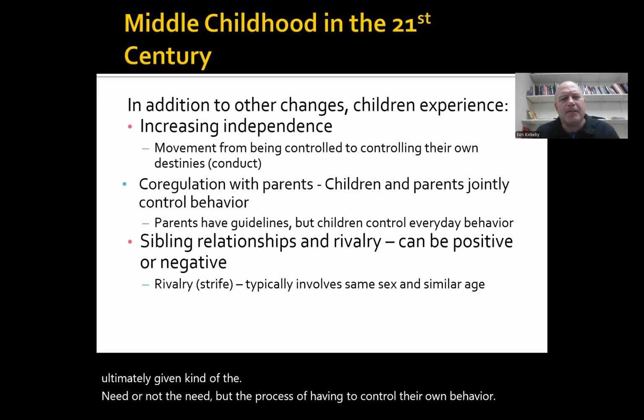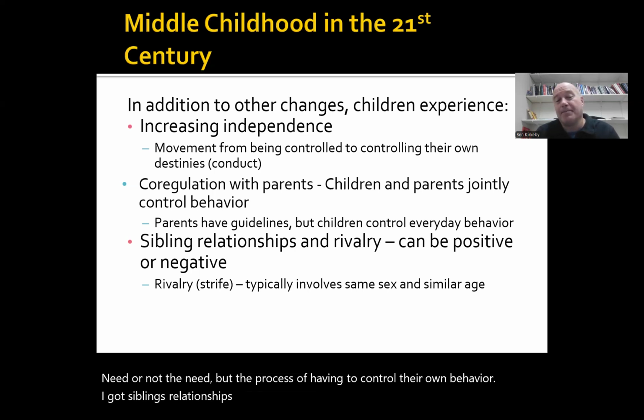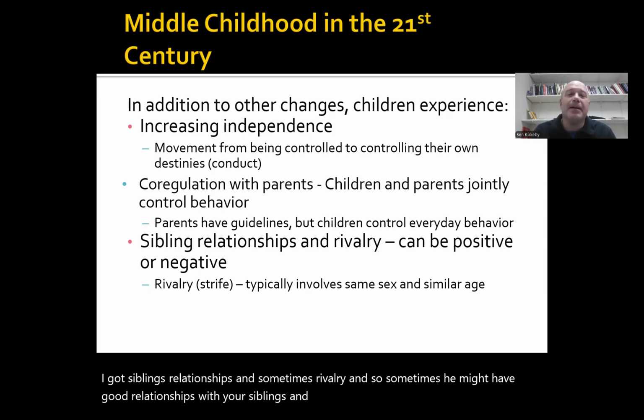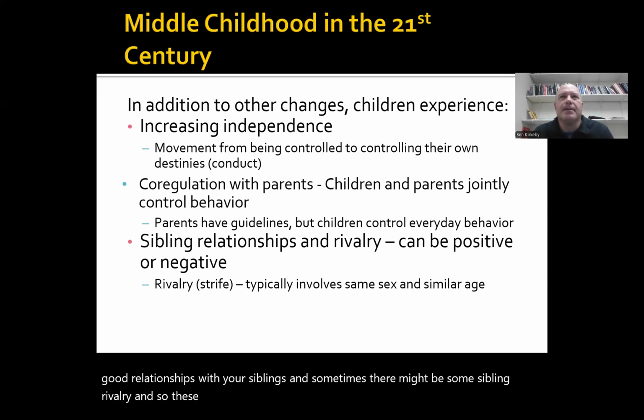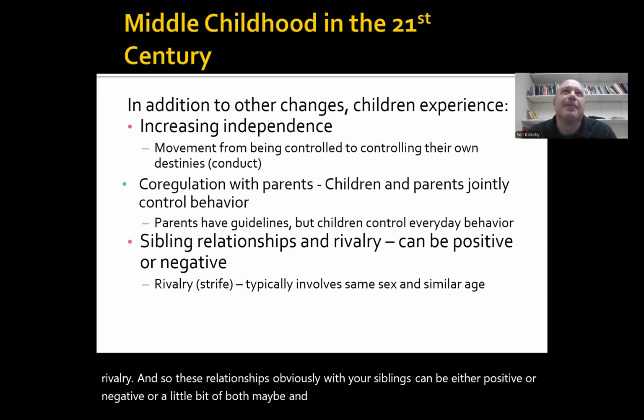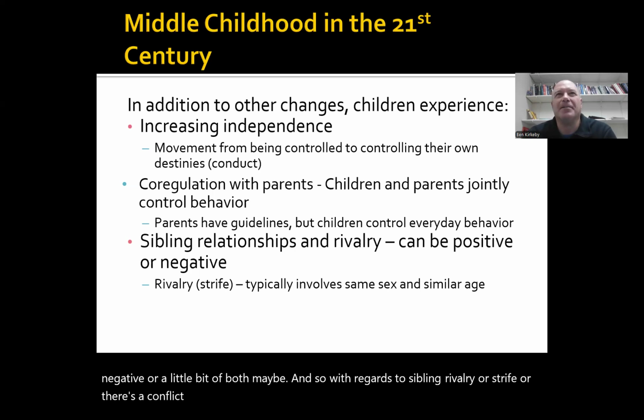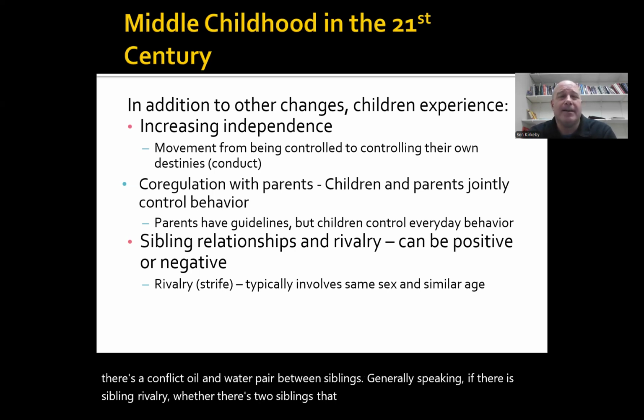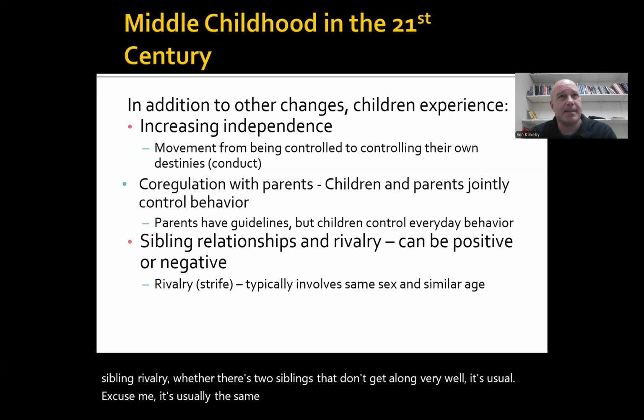Then there are sibling relationships and sometimes rivalry. Sometimes you might have good relationships with your siblings, and sometimes there might be some sibling rivalry. And so these relationships with your siblings can be either positive or negative, or a little bit of both, maybe. With regards to sibling rivalry or strife, where there's a conflict, oil and water between siblings, generally speaking, if there are two siblings that don't get along very well, it's usually the same sex siblings that are closest in age.